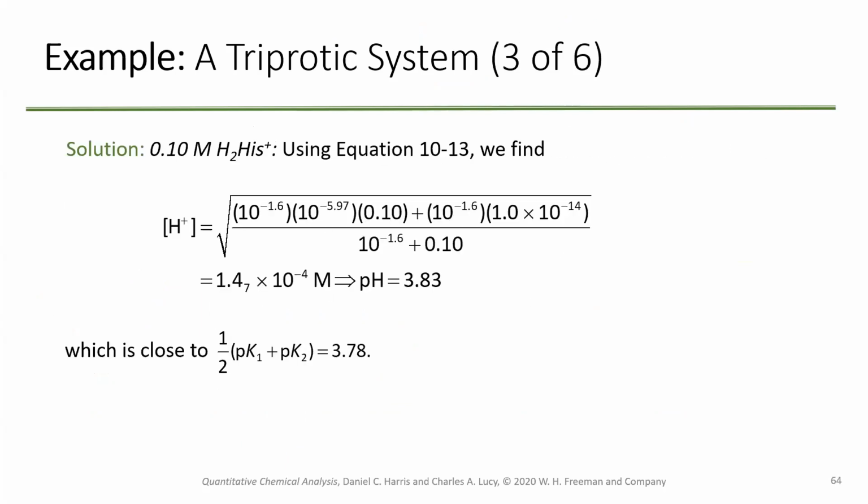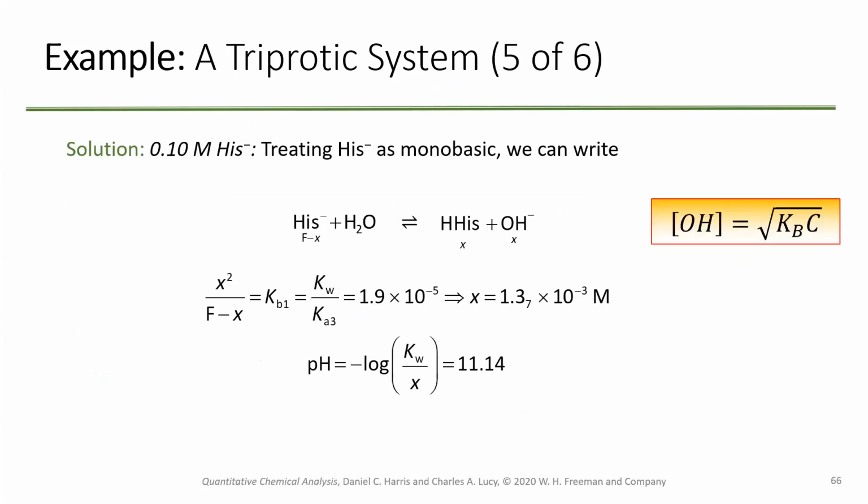All right, that's that equation again. Know how to go between KB and KA. If somebody gives you a KA, can you find the corresponding KB? That's just KW over KA. And so your weakest KA is going to be your strongest KB.